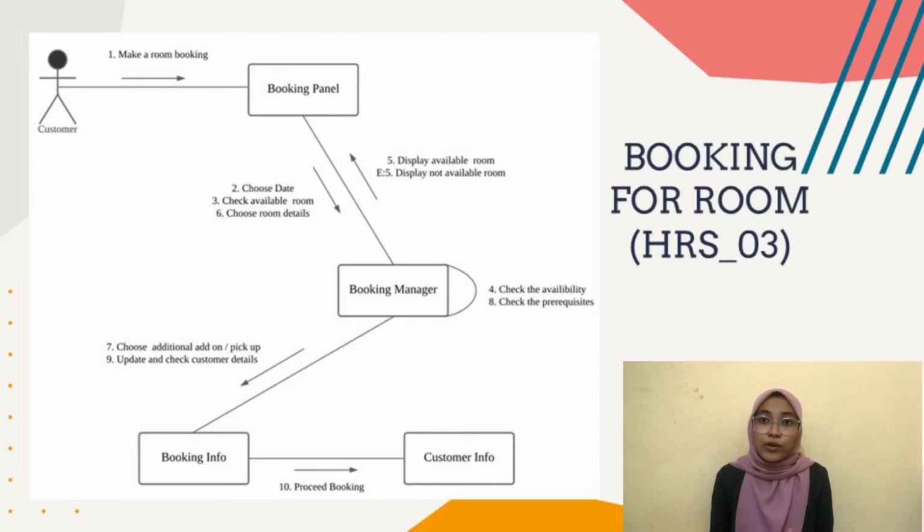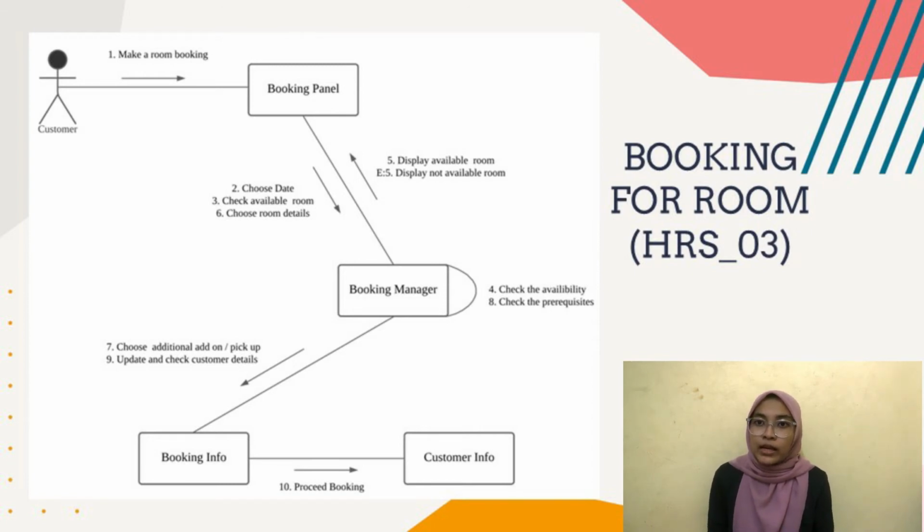In this booking room communication diagram, it has four objects, which are booking panel, booking manager, booking info, and customer info. From customer to booking panel, the message of make a room booking will be sent. From booking panel to booking manager, messages will be sent, which are choose date, check available room, and choose room detail.